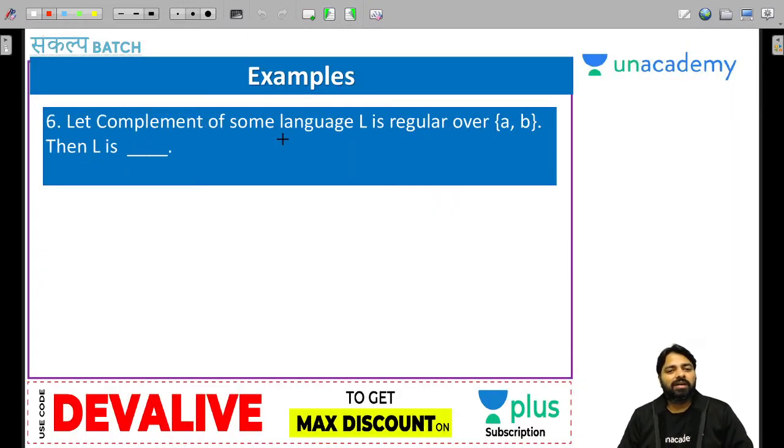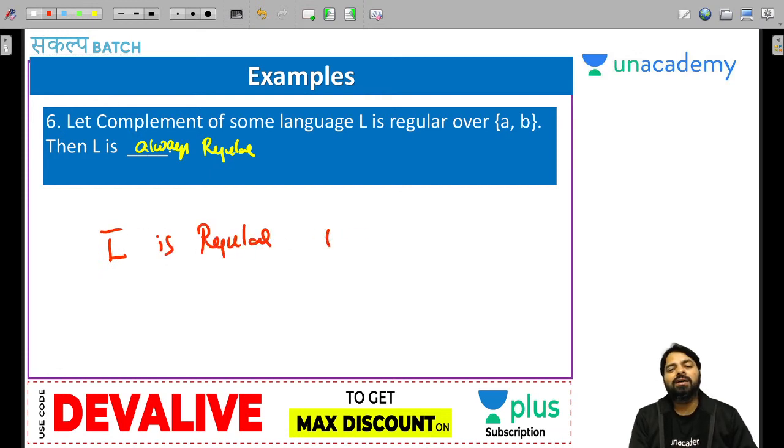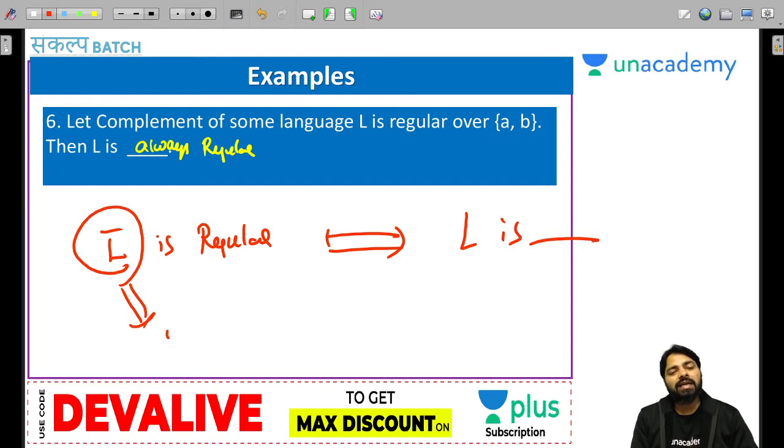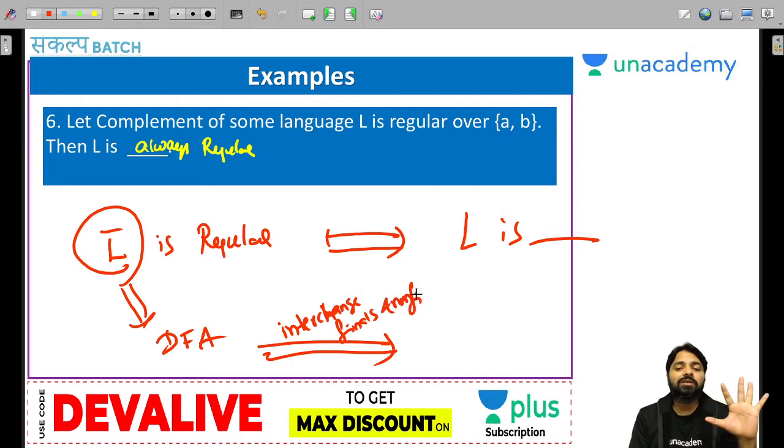Sixth one. Quick. Complement of some language is regular. Then what is L? Always regular. Always. How do you prove that? Suppose somebody gives that L complement is regular. Now they are asking what is L? L is dash. So for this I design a DFA. What do you do? Interchange final and non-final. Don't change edges. Just make finals non-final, and non-finals finals. Interchange finals and non-finals. Keep the initial state as it is.